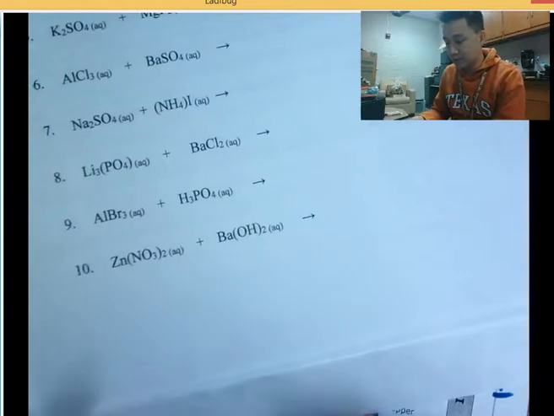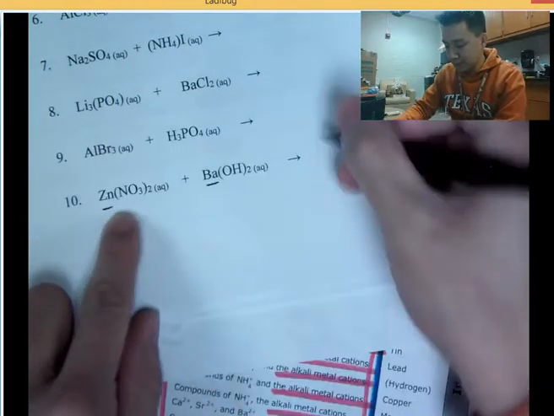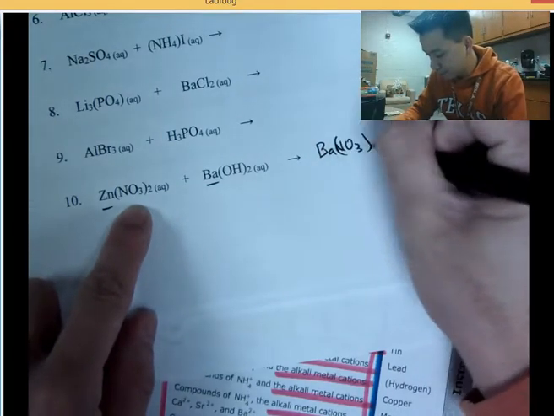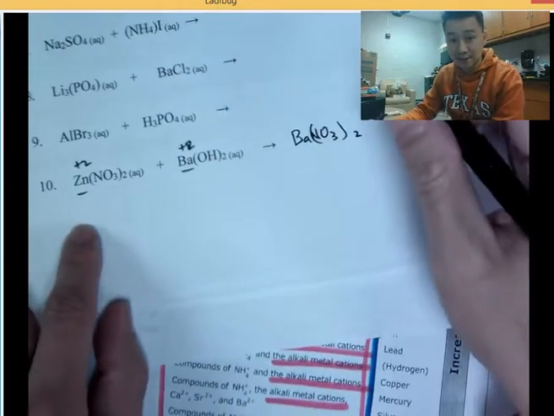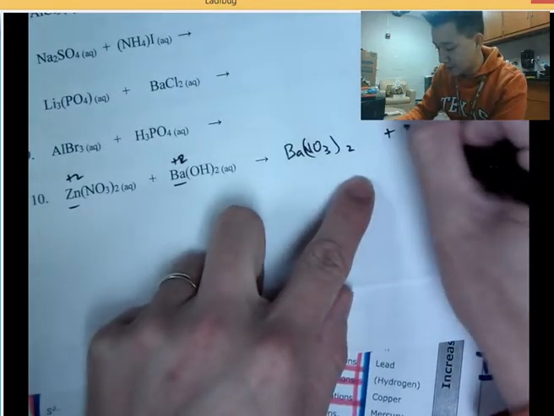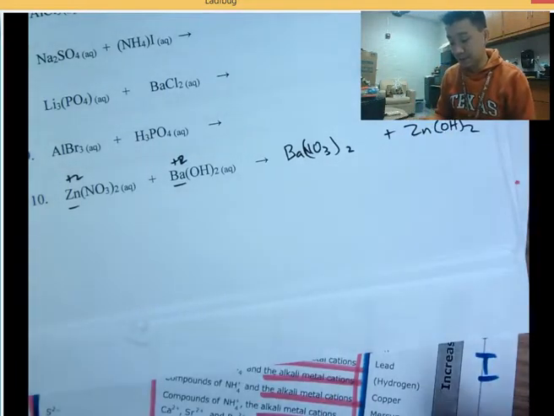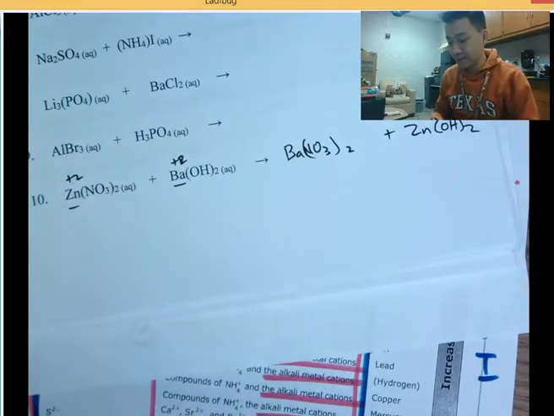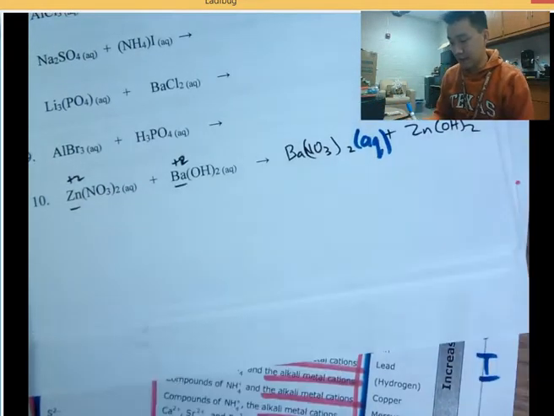Let's do one more. 10. Zinc. Zinc and Ba will switch place. So Ba, NO3, 2. Both Ba is +2 and zinc is +2. So then it's kind of easy here. Plus Zn(OH)2. So it's already balanced. If you look at it, it's already balanced, so it's nice. So Ba(NO3)2. Remember, all NO3s.